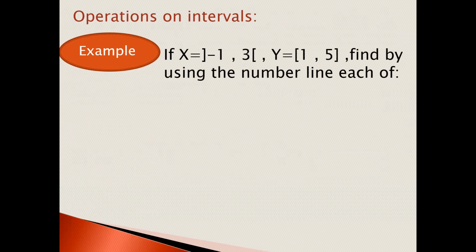Negative 1 and 3 open. So negative 1 is not included and 3 is not included. Why are 1 and 5 closed? Here, find using the number line each of the following.